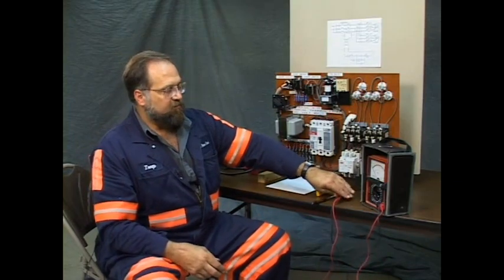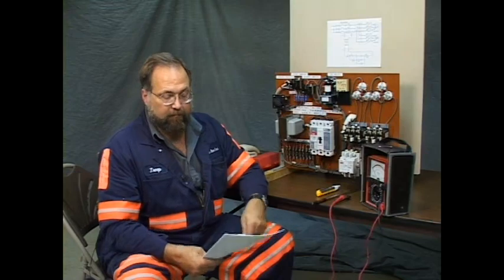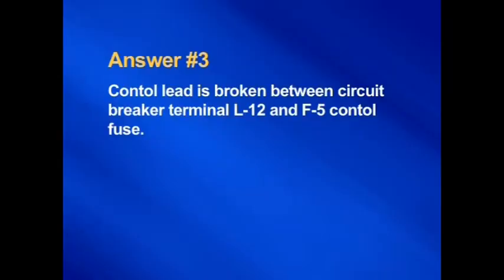To complete his exercise, the apprentice would have to list the problem on his answer sheet, and his answer would read, control lead is broken between the circuit breaker, load side of CB1, and the line side of the F5 control fuse. It's lead 12. That's it.